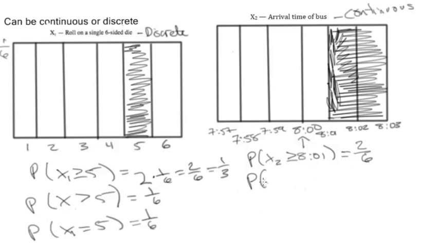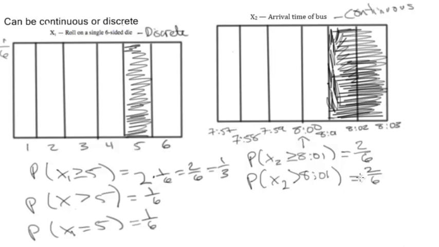What about I look for the probability of the arrival time being later than 801. So I'm shading in all of these values. I'm not shading in the line. Check this out. The probability of arriving later than 801 is also 2/6.